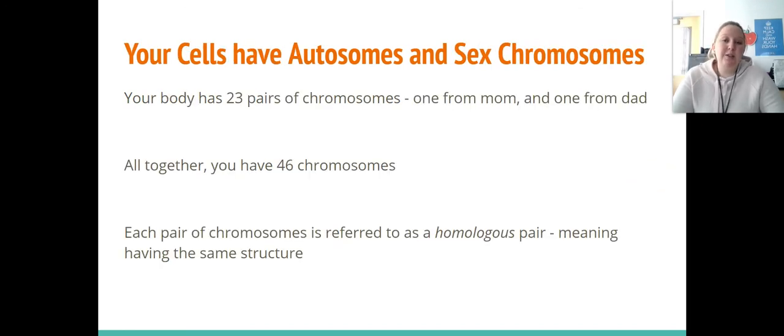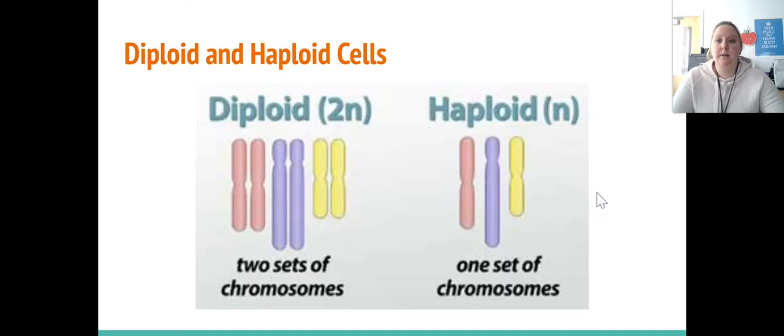Your body has 23 pairs of chromosomes. One copy comes from your mom and one from your dad. That means altogether you have 46 chromosomes. Each pair of chromosomes is referred to as a homologous pair, meaning that they have the same structure. Diploid means that you have two copies of each chromosome, and haploid means you only have one copy of each chromosome.